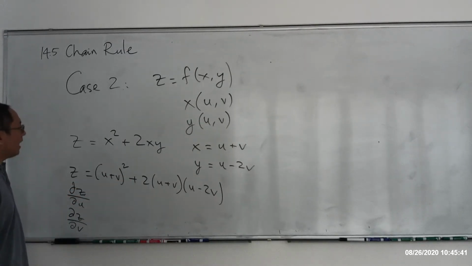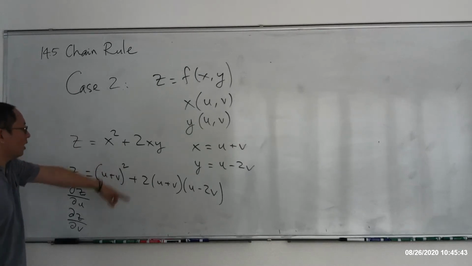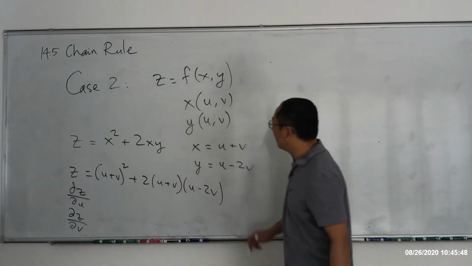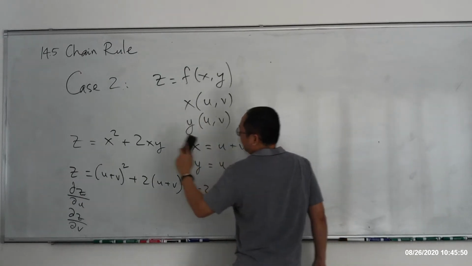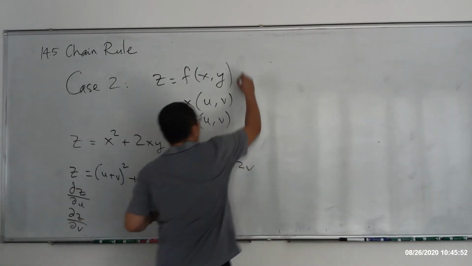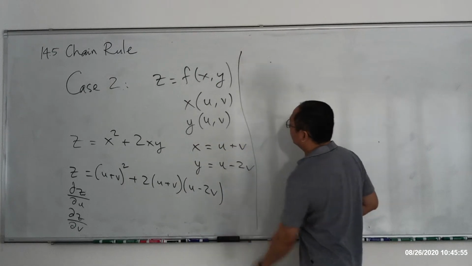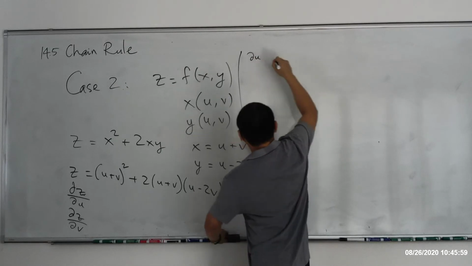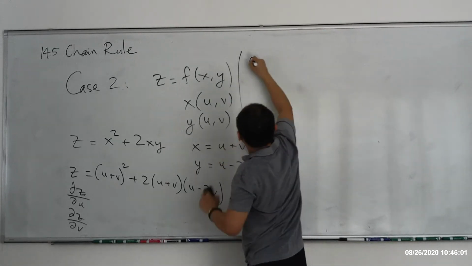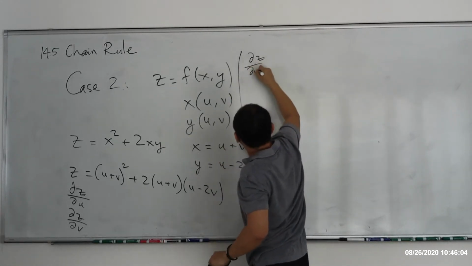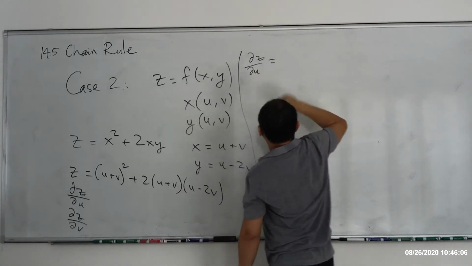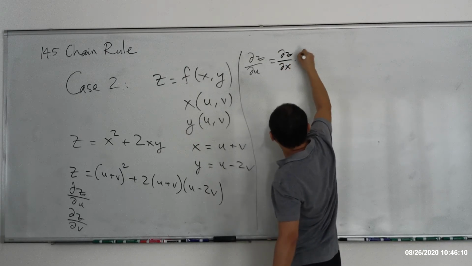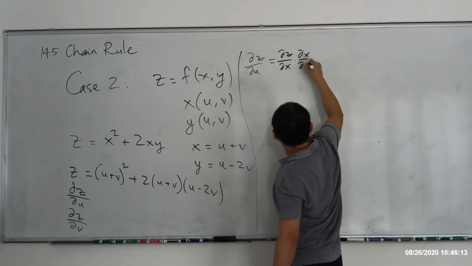But now, we're going to use the chain rule so we don't have to do that much algebra work, and hopefully it's faster. And the formula is this. Let me keep the example right here. I'm going to write a formula right here. dz over du is equal to dz over dx times dx over du.